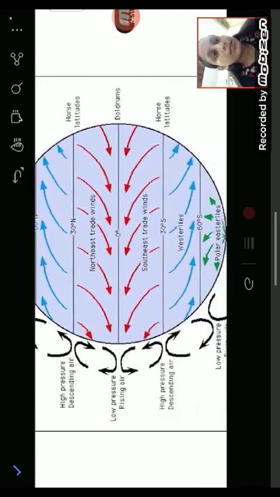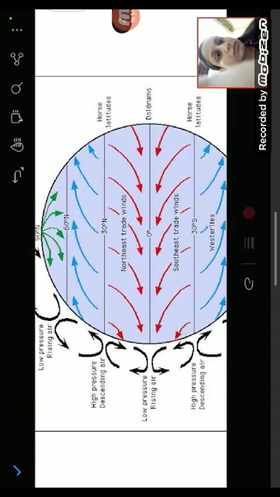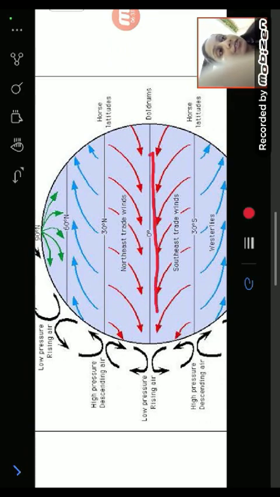Now look at this diagram of earth. So this is the equator, which receives the highest amount of sunlight.